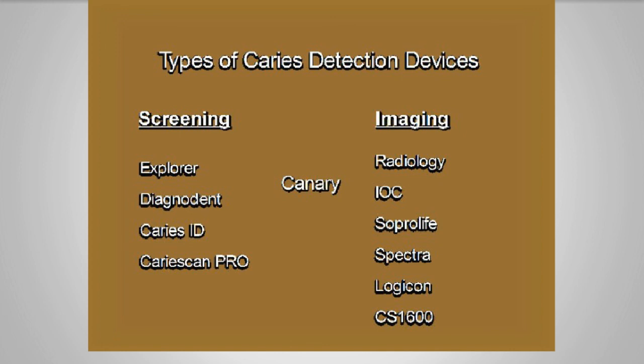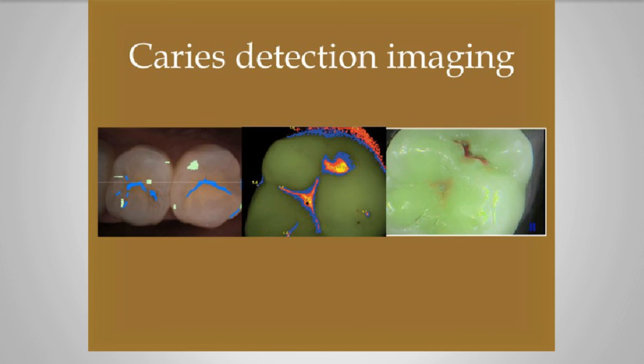So I talk about different kinds of things. What I call screening devices. Okay, that's an Explorer, it's a Diagnodent, it's Caries ID or CarieScan Pro. These are all the devices on the market right now. Then I have imaging devices, which is just your plain old radiology, an intraoral camera, and these other devices from various different companies. And then that Canary, because it has a camera in it, I kind of put it in between because it's kind of a screening device, treating device, and an imaging device. We're not going to delve into it too much, but I just want people to know that it's out there. It's kind of somewhere in between screening and imaging.